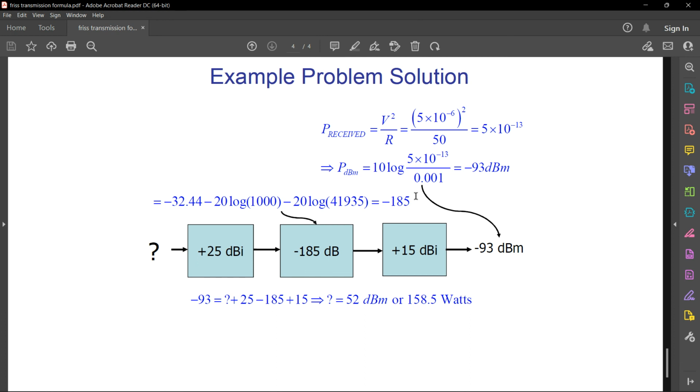But if the value is minus 93 dBm, what will be the power transmitted? That is what they have asked. So we have to find the power transmitted from this. So we put the ratio over here as minus 93 with the PR, and here we have to make the change, and 25 minus 185 minus 15. So like this we have to write it in separate boxes, and we have to find the answer. So this is what the problem is.